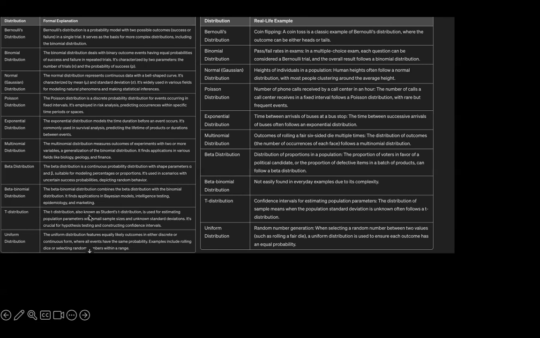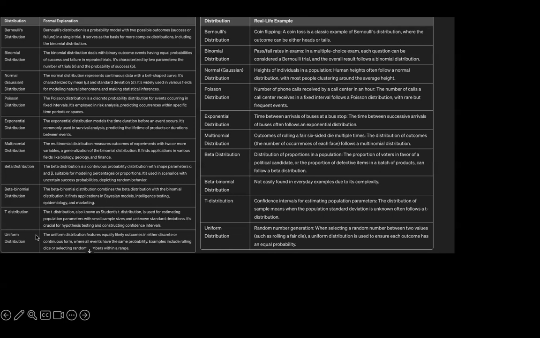Next is T distribution, also known as Student's T distribution. It is used to estimate population parameters with small sample size and unknown standard deviations. It's crucial for hypothesis testing and constructing confidence intervals. It gives the distribution of sample means when the population standard deviation is unknown. If you don't know the standard deviation, you will find out how the mean is getting distributed. That is why it follows the T distribution.